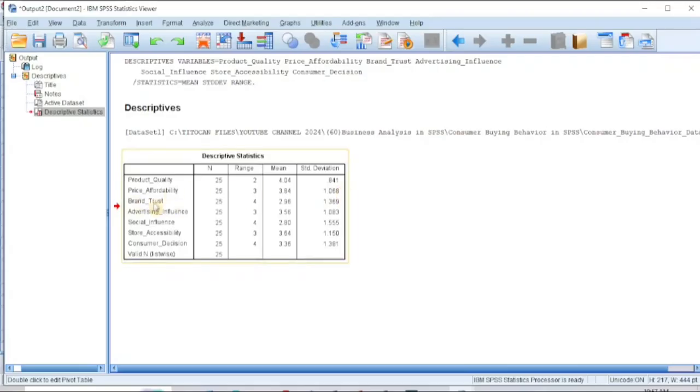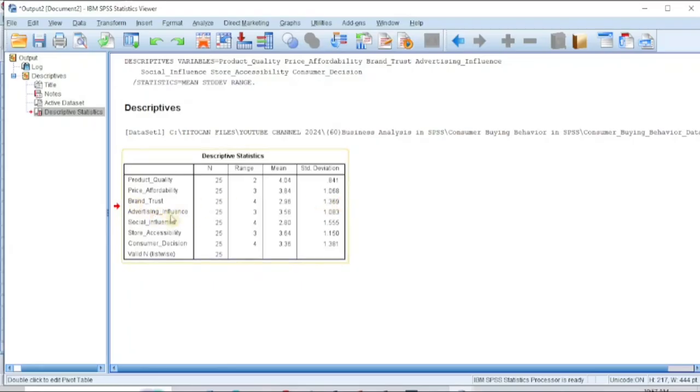Brand trust has a range of 4, which is a high rating, and a mean of 2.96, which is slightly below moderate, signaling that consumers have mixed levels of trust in brands. The high standard deviation is 1.369, reinforcing the variability, indicating that brand trust is a more subjective or personal factor.